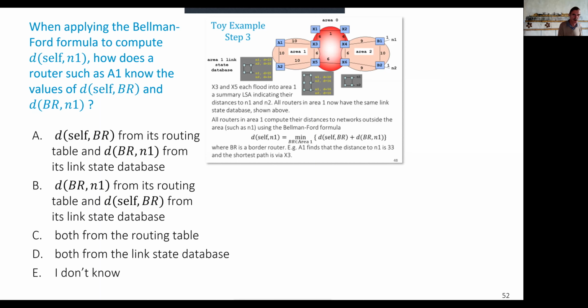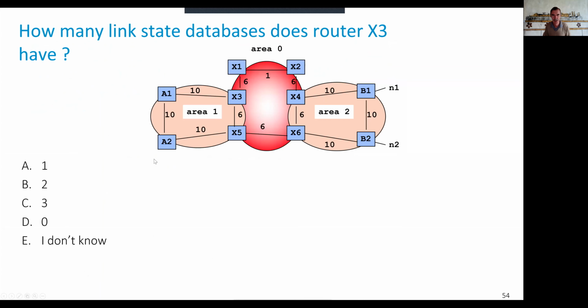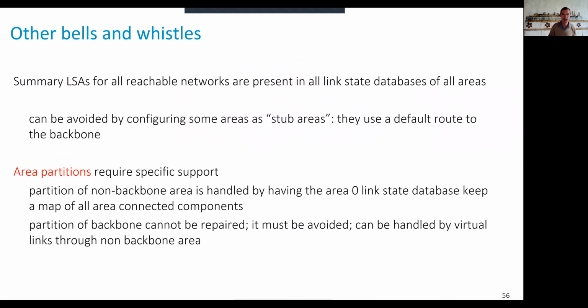And the correct answer is A. So the distance from self to the border router will be obtained from its routing table. This is the result of the Dijkstra computation. And the distance from the border router to N1, which is external information, comes from the link state database. It was flooded by the border routers. I skip the next poll, and let's discuss a few other things.